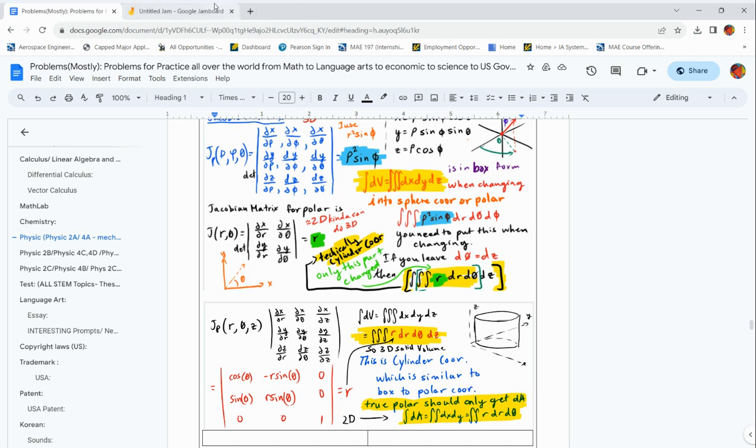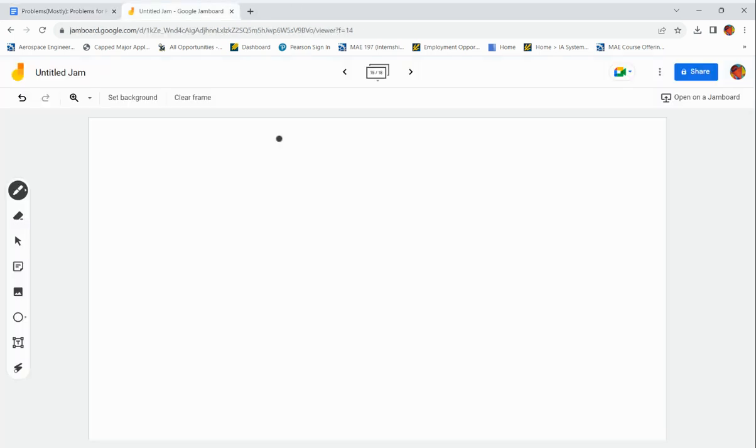So we're going to talk about many things right now. We're going to start with the Jacobian. We're then going to do the moment of inertia.